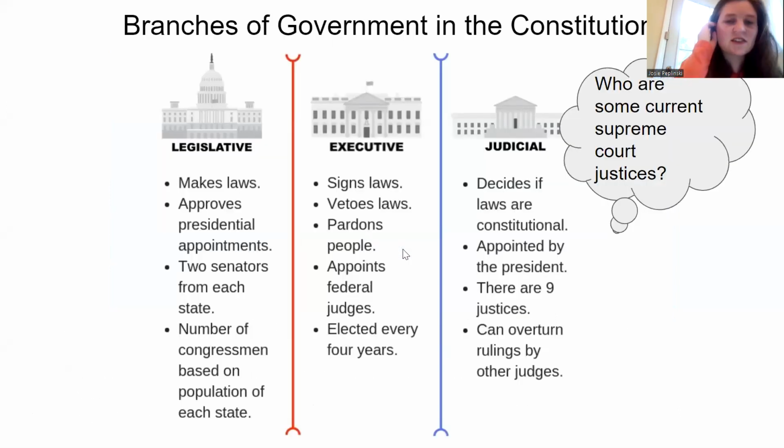The legislative branch consists of Congress. They make the laws, approve presidential appointments. There are 2 senators from each state, and the number of House of Representatives members varies based on the population. The executive branch signs laws, vetoes laws, pardons people, appoints federal judges, and is elected every 4 years. That's the president and his cabinet, who are part of this branch. And we've got the judicial branch. They decide if laws are unconstitutional or constitutional. They're appointed by the president, and the Supreme Court consists of 9 justices that can overturn rulings by other lower court judges.